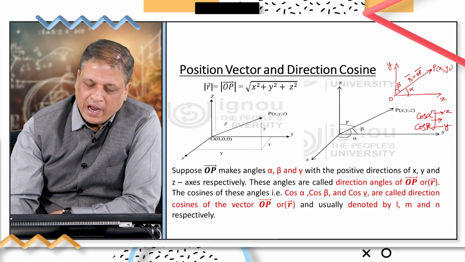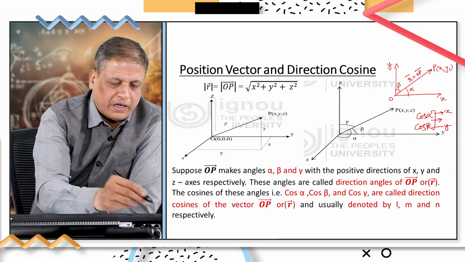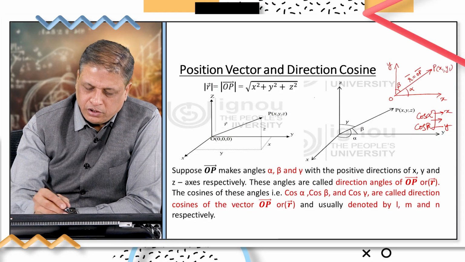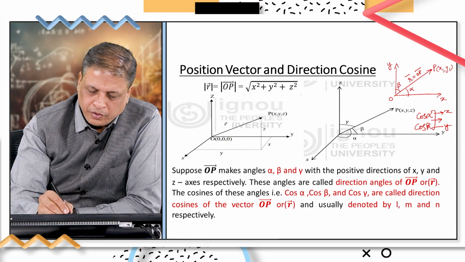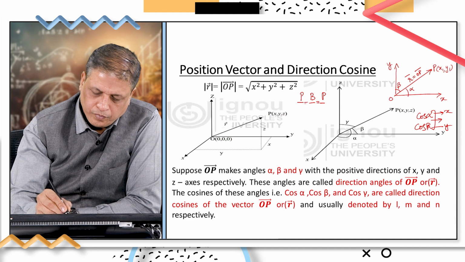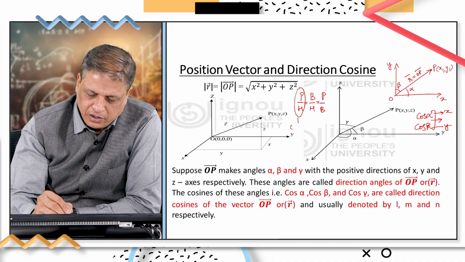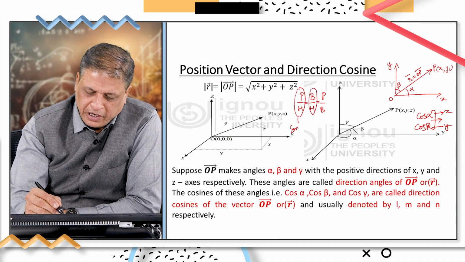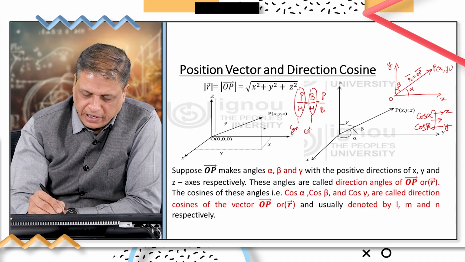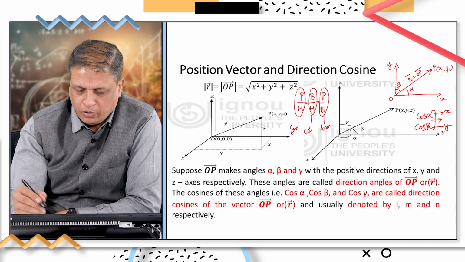So, why had we taken cosines, why had we not taken sine or tan component? Because we know that perpendicular upon hypotenuse represents sine component, base upon hypotenuse represents cosine component, and perpendicular upon base represents tangent component.